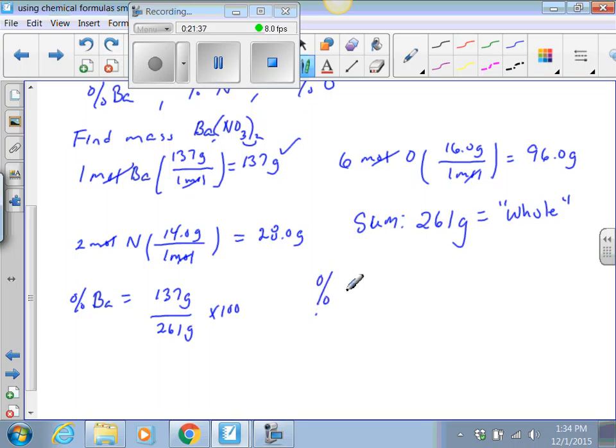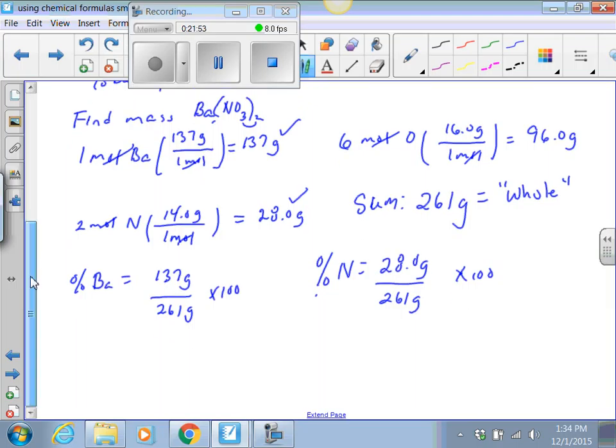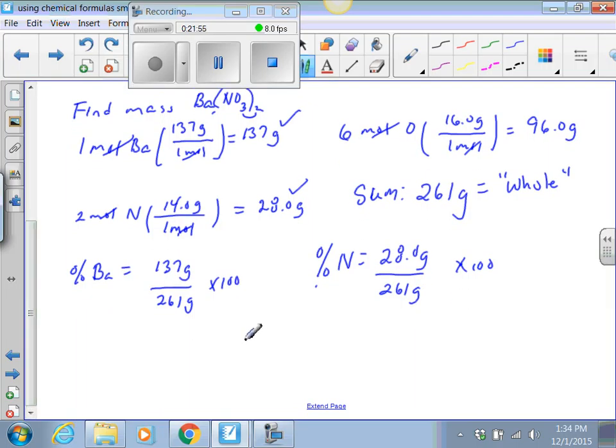Our percent of nitrogen is going to equal the parts of nitrogen that we have, 28 grams, divided by the whole, 261, times 100. And then finally we would have the parts of oxygen. So our percentage of oxygen, 96 grams, divided by 261 times 100.